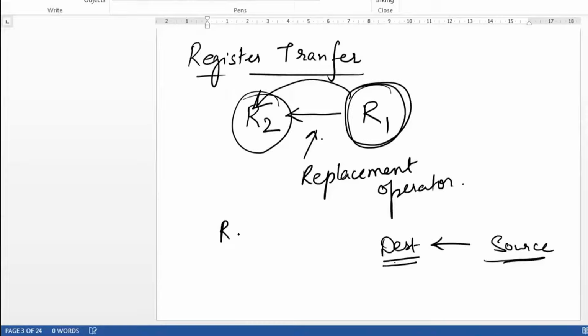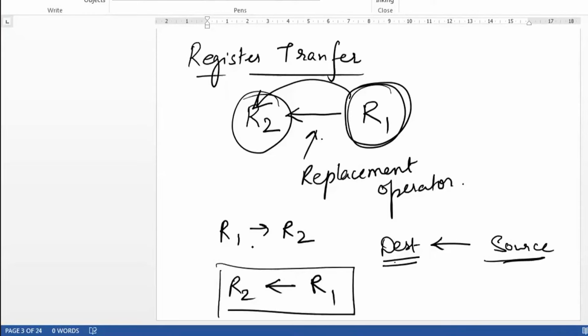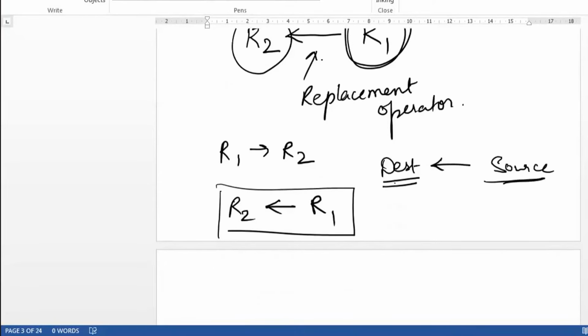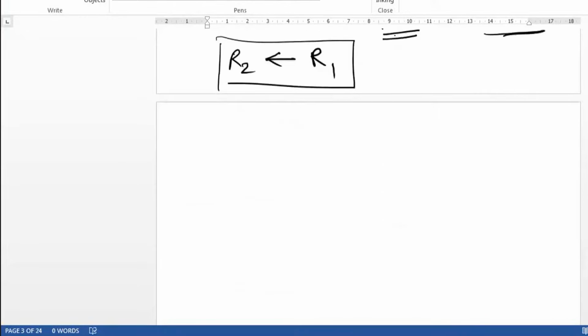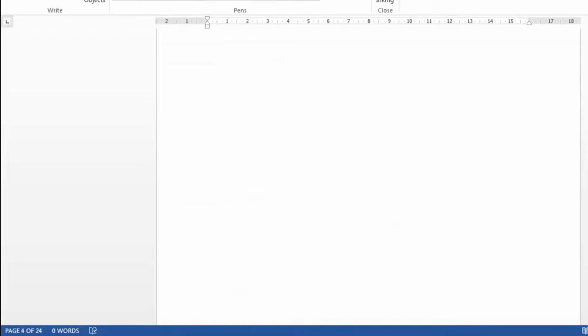You cannot make changes like this. If I want to put R1 into R2, I cannot write it the other way around. You have to place R2 over here only. We cannot change the language on our own. Clear? So this is how I am transferring my data from R1 to R2, where R1 is my source register and R2 is my destination register. This is one type of symbolic notation which we have studied in RTL, where we are using the replacement operator.